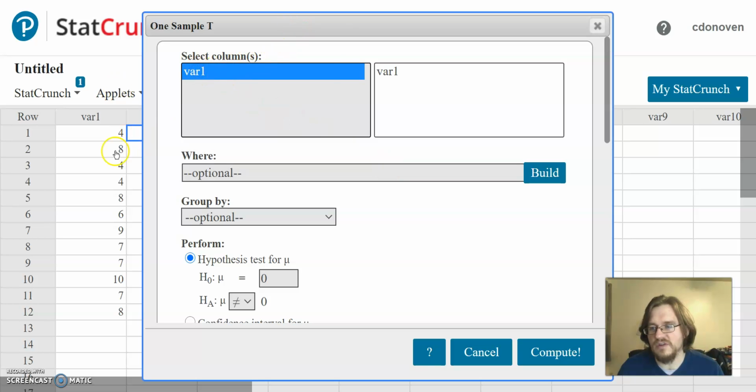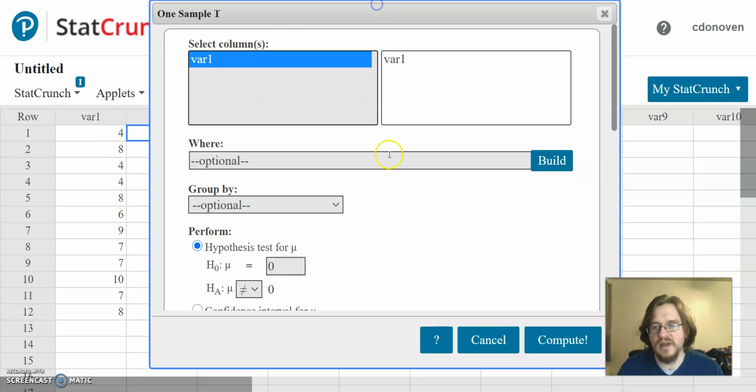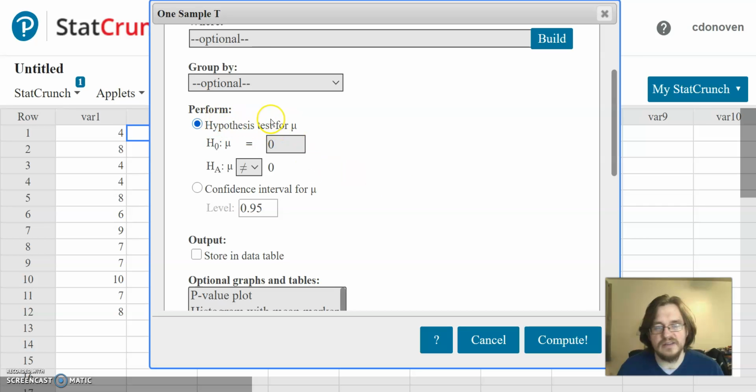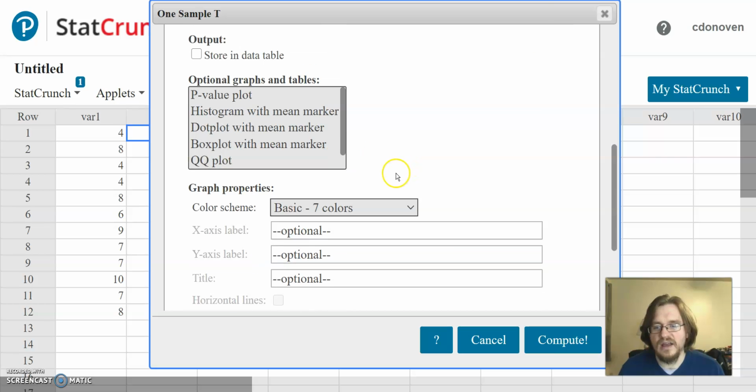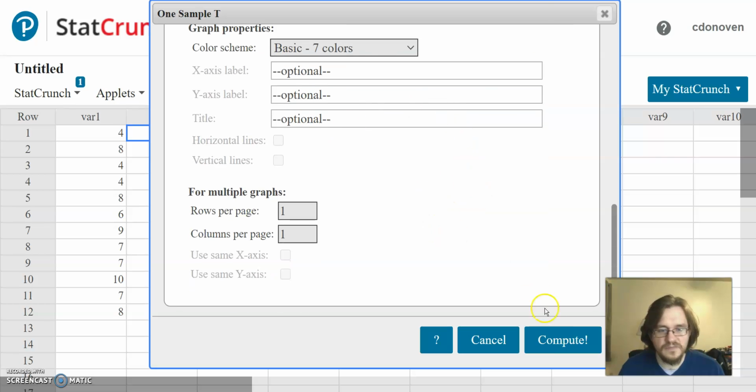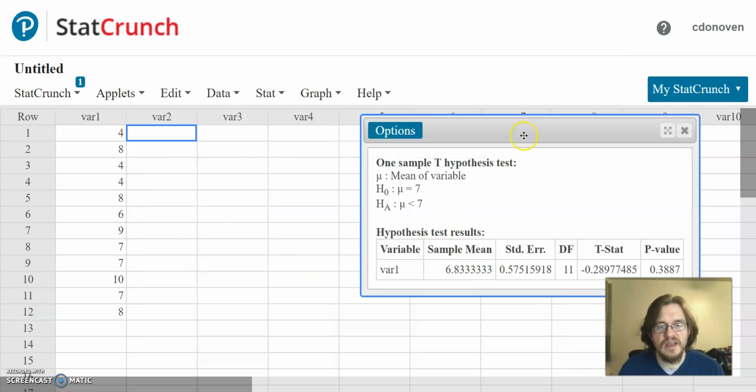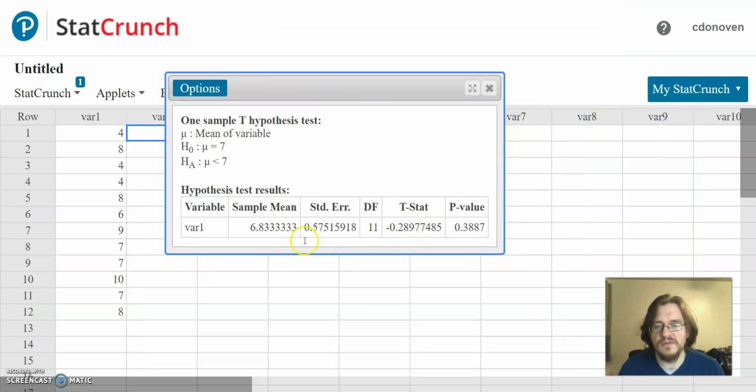Our column is just going to be this first column, and we want a hypothesis test. The null hypothesis was that mu is equal to 7. The alternative hypothesis is that mu is less than 7. I'm just going to click compute. I'm not going to change anything else in here.